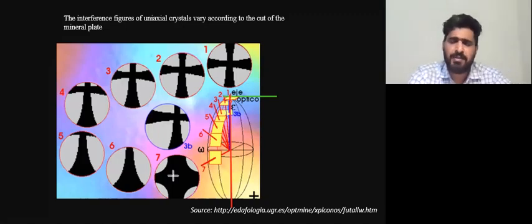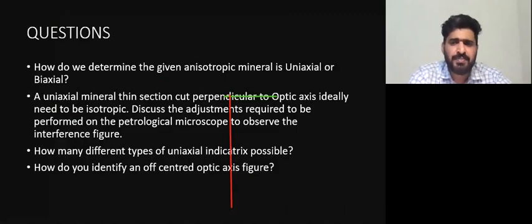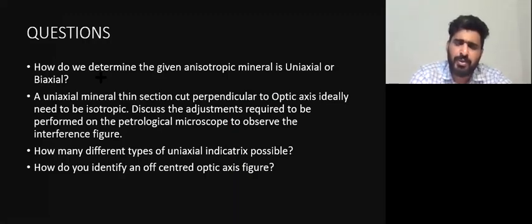So that is the end of today's lecture on uniaxial interference figure. I have a few questions for you, which you can actually work on. These are the questions. How do we determine whether the given anisotropic mineral is uniaxial or biaxial? We have already discussed that. Check out what adjustment you need to do in a petrological microscope to generate an interference figure, and you get the answer from that.